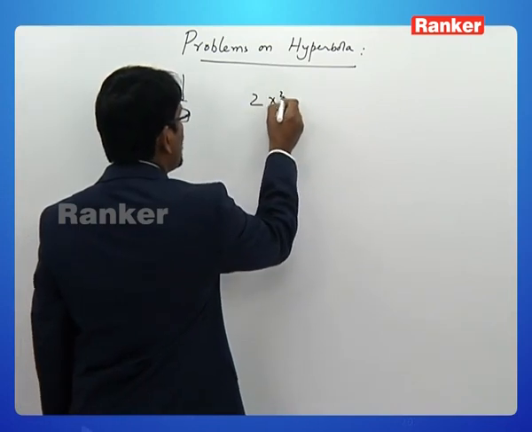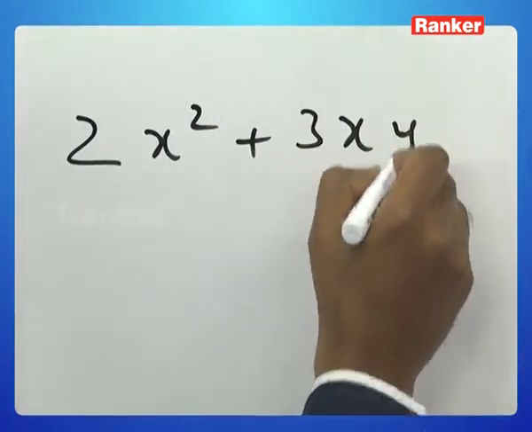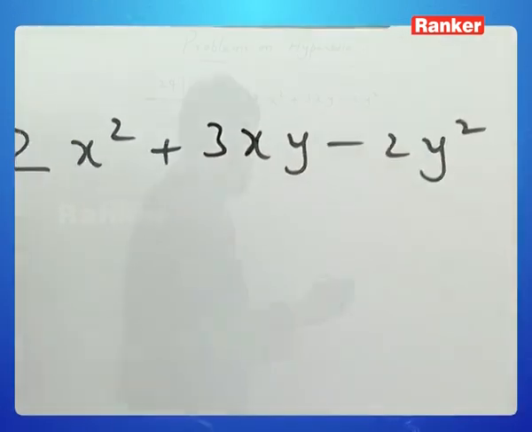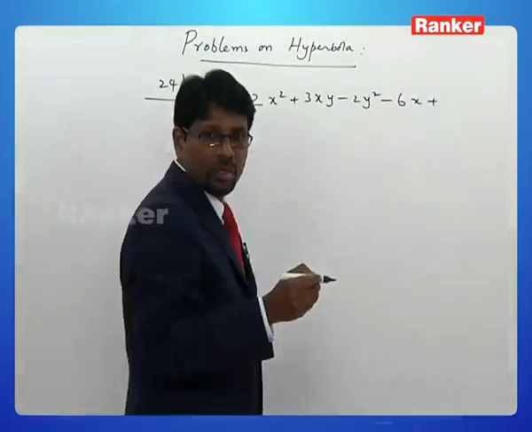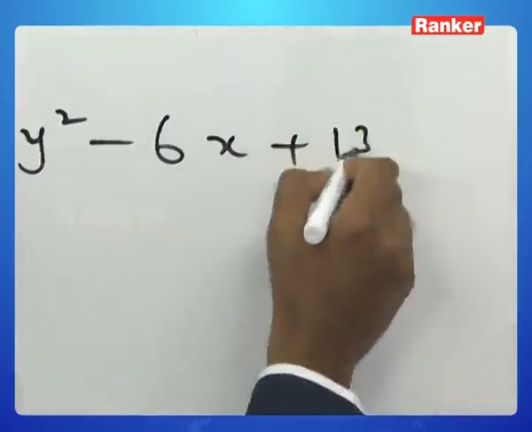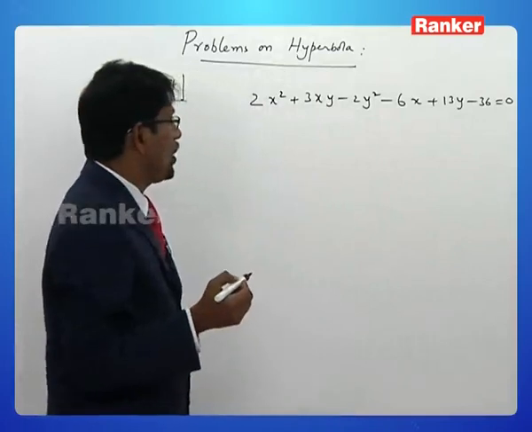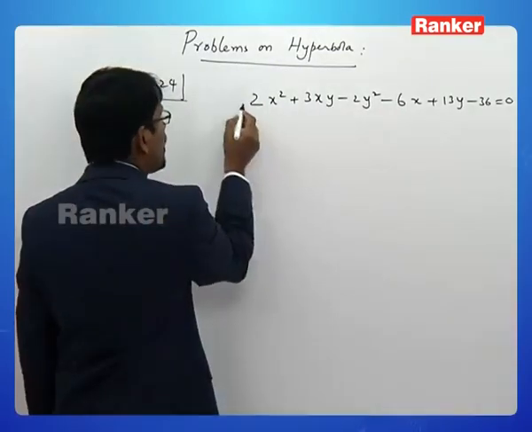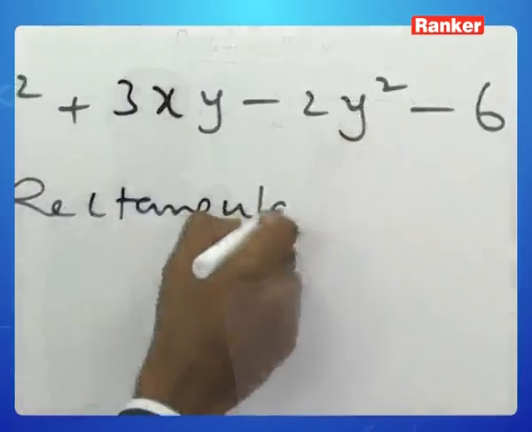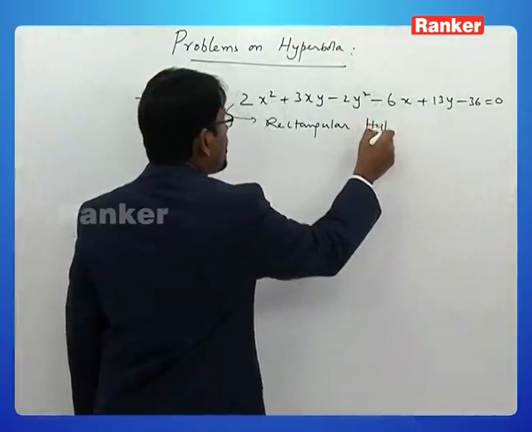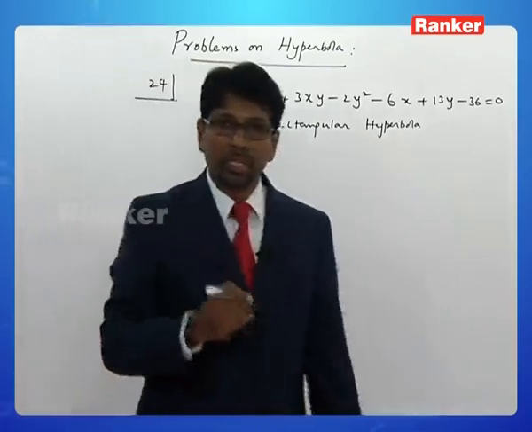The rectangular hyperbola is given with the equation 2x² + 3xy − 2y² − 6x + 13y − 36 = 0. Now this is a rectangular hyperbola given. By definition, in a rectangular hyperbola, the asymptotes are perpendicular to each other.